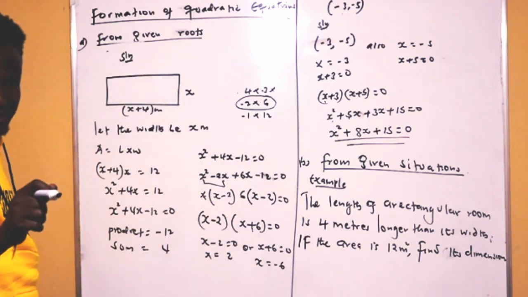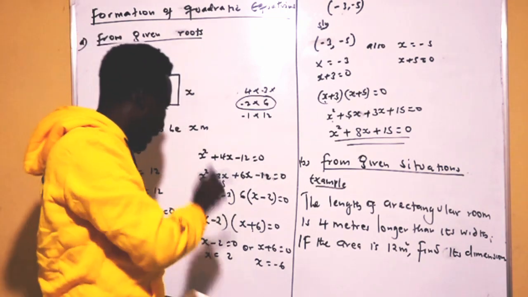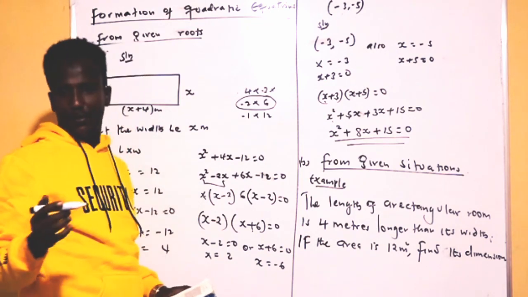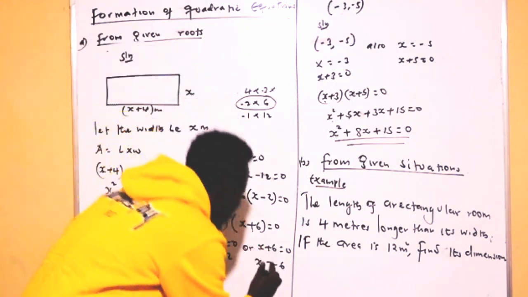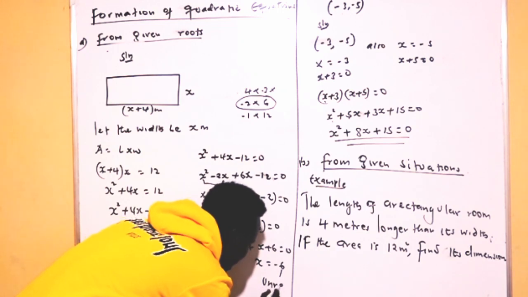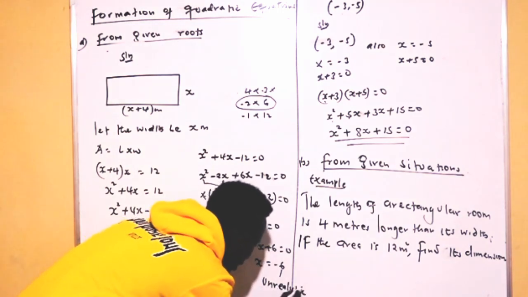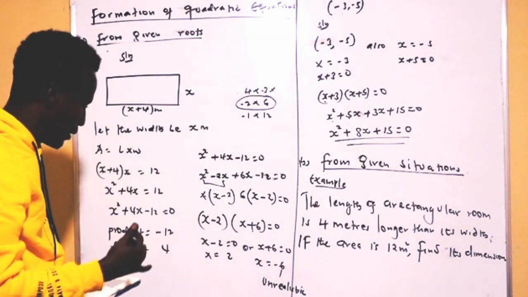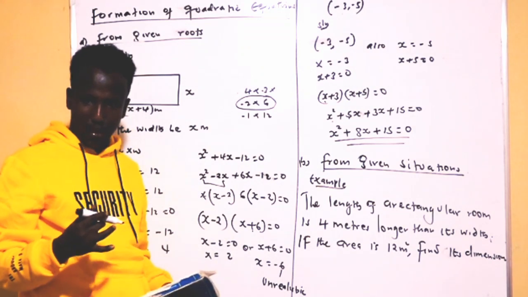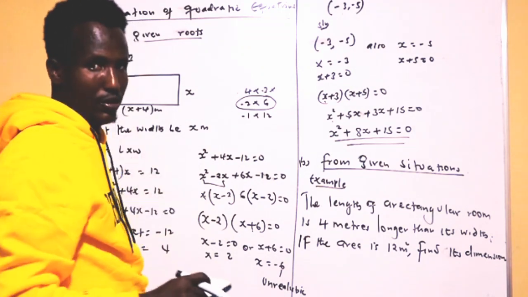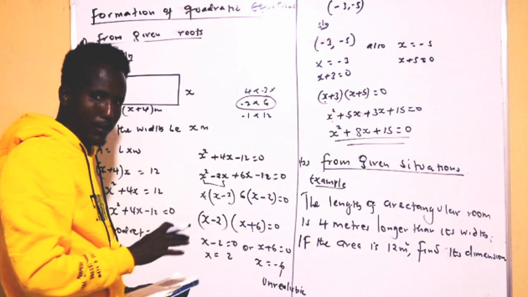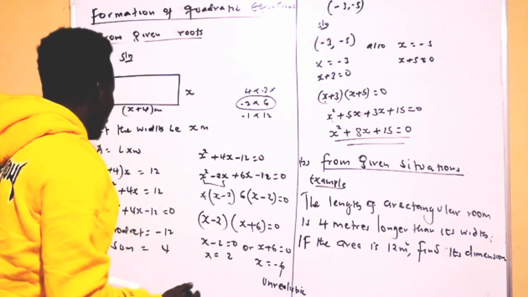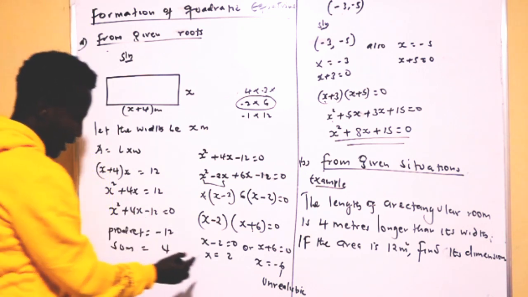Bear in mind again, human beings and dimensions can never be negative. So the value with the negative sign, we are going to say is unrealistic. It is not reliable. We cannot take it, because in mathematics we say that dimensions of figures and human beings can never be negative. So the right value for x now is 2.